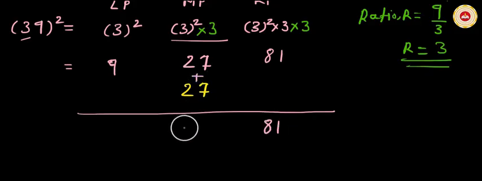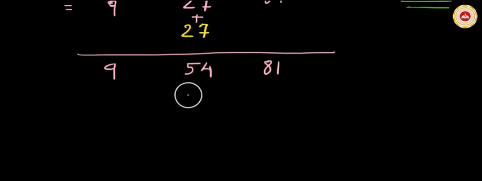27 plus 27, 54. 9 plus, yes, there's nothing. So write 9 as it is. Now it is time to balance this answer to get the final answer. Passing extra digit to its immediate left part.